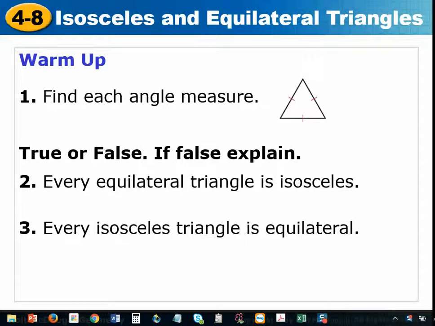Hi, this is Ms. DB, and today we're going to look at some more theorems about isosceles and equilateral triangles. That's Chapter 4, Section 8. So in this section, we're going to start with a little bit of a warm-up to review these ideas.